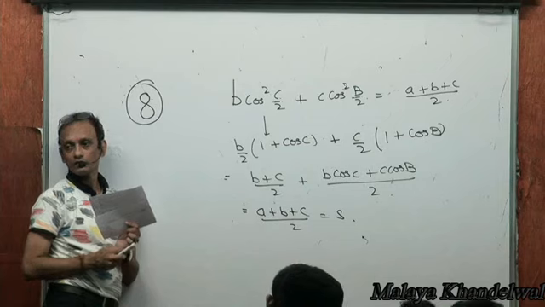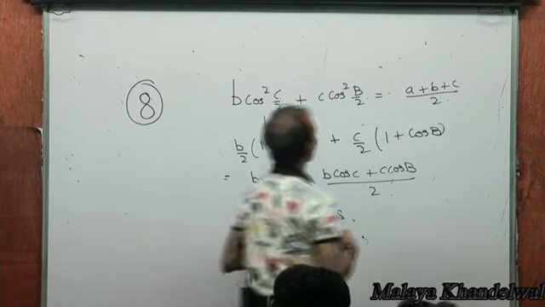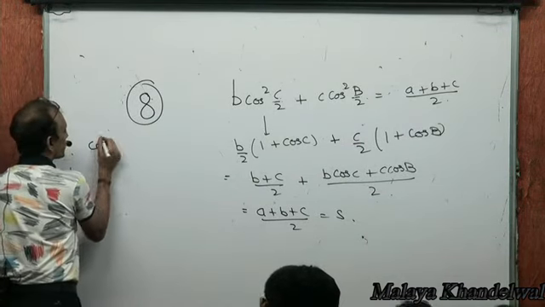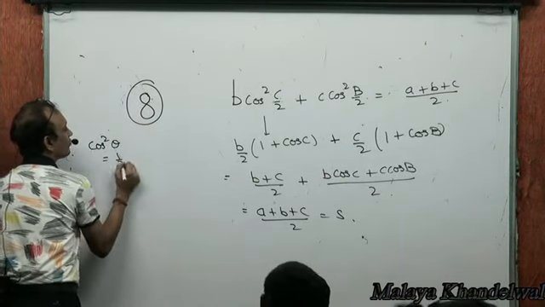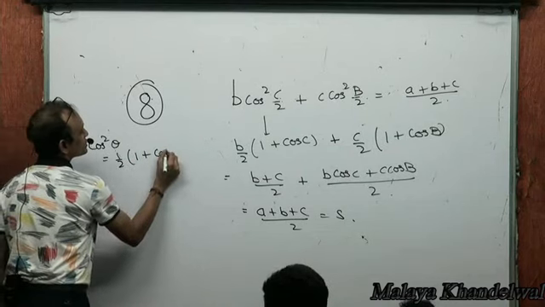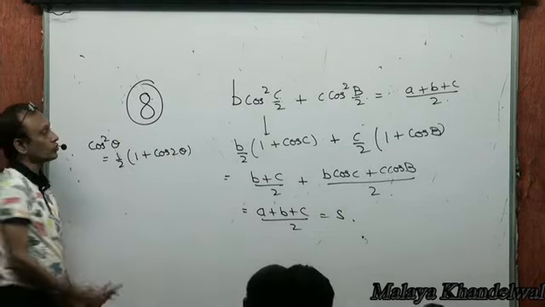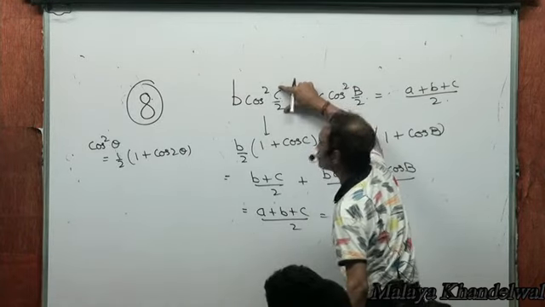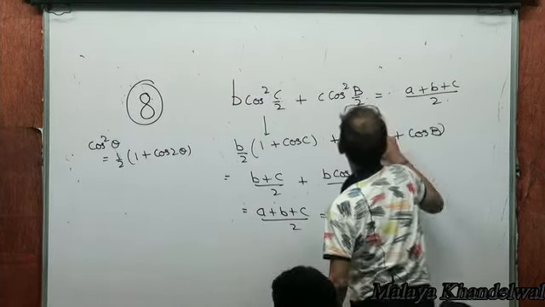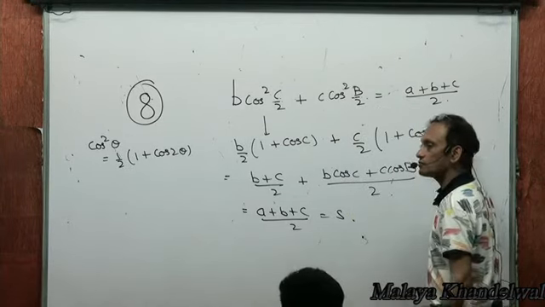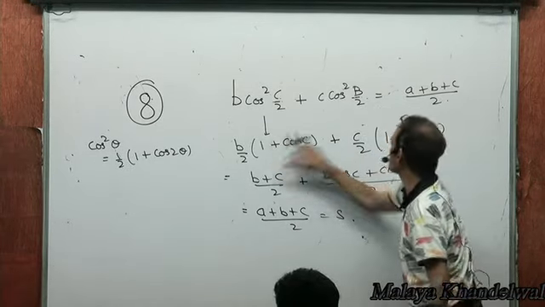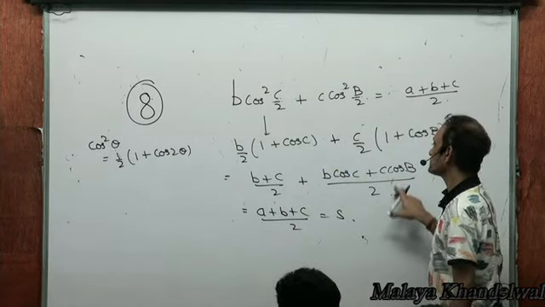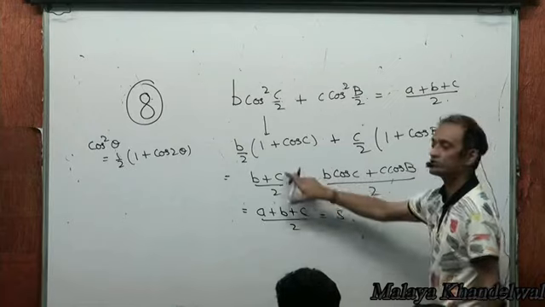Tell me, cos square theta is half of 1 plus cos 2 theta. Yes or no? Then I club terms b plus c by 2, and then b cos C plus c cos B by 2 is this, which is a by 2. a by 2 plus b plus c by 2.